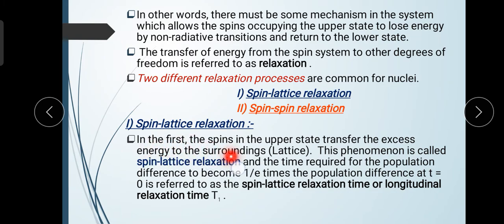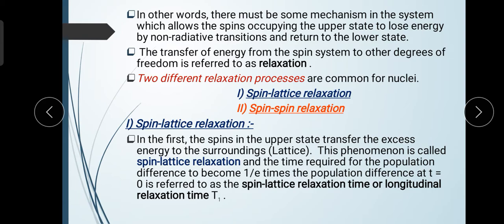So first is the spin lattice relaxation. In this, the spin in the upper state transfers the excess energy to the surrounding, that is, to the lattice. This phenomenon is called spin lattice relaxation, and the time required for the population difference to become 1/e times the population difference at t equal to 0 is referred to as the spin lattice relaxation time or longitudinal relaxation time, which is denoted by T1.